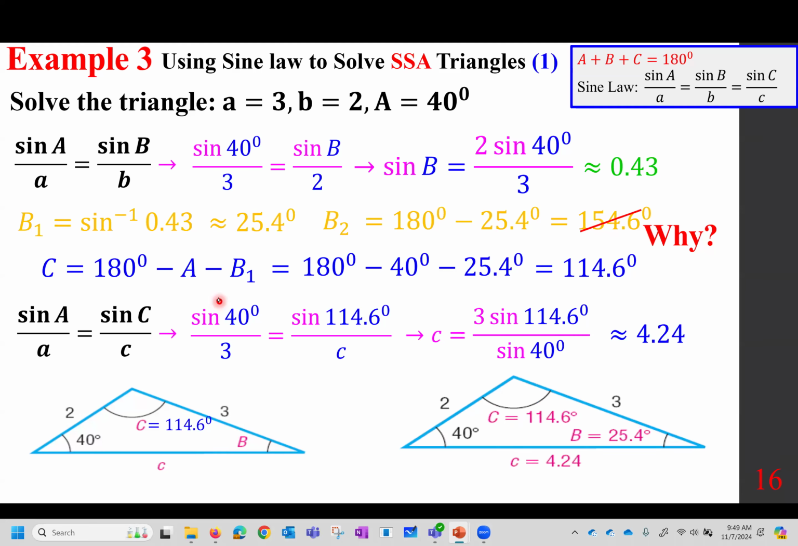And now you can write all of them. So this side is 114.6. This is 25.4. This is 40. This is 2. This is 3. And now this one is 4.24.